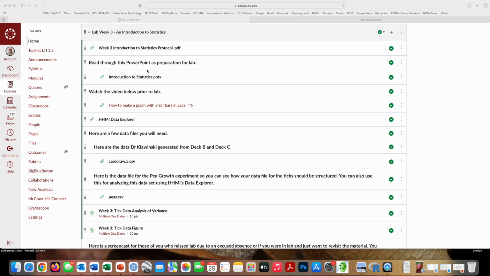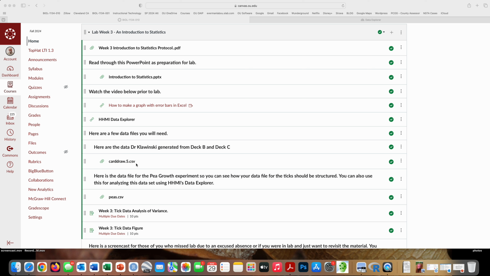There's also the PowerPoint, which is somewhat altered from previous semesters, so you will also want to look at that. We will also go through that. Then there's some other stuff. There's a little video that I made last year about how to make a graph with error bars in Excel. There's the HHMI Data Explorer, which is what we're going to be using this semester to analyze data. And then here are some files that they'll need to do.